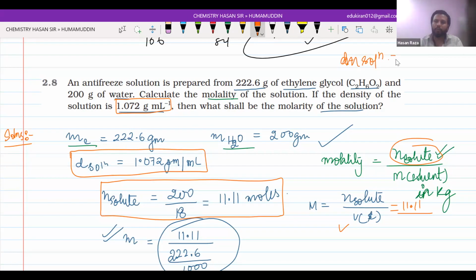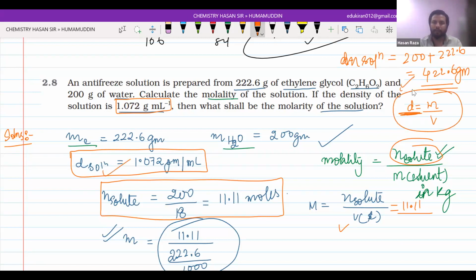And mass of the solution you can easily calculate. Mass of solution will be equal to mass of solute, that is your 200 gram of water, and 222.6 is your solvent. After solving it, you will be getting 422.6 gram as the mass of solution. Now you know that density is equal to mass upon volume. So density of solution is given here, and mass of solution I just calculated, put the value of D and M here. You will be getting the volume of solution in ml. Whatever value of volume you have got in ml, you are going to put V divided by 1000, and then you can solve it. You will get your molarity.